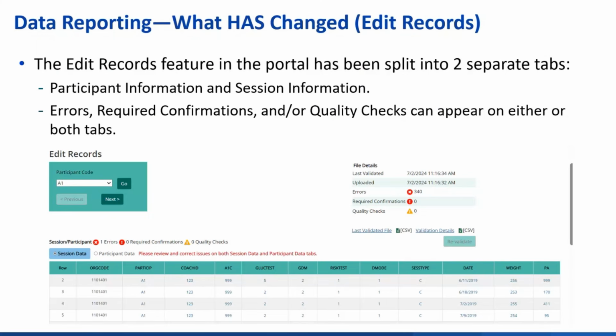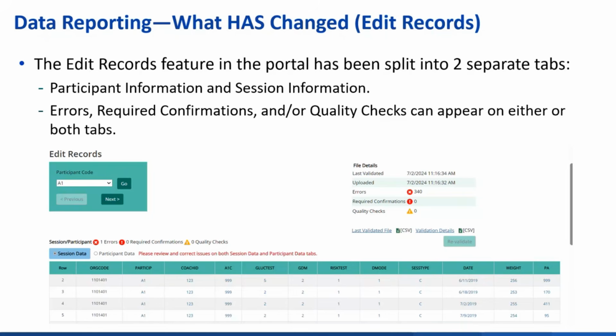There is a change in how organizations access data that needs to be edited or updated within the portal. In the past, if issues were found in a participant's records, then on the Edit Records page, there would be a single screen for each participant that displayed all records for that participant. You would identify the pink or yellow cell that needed to be addressed.